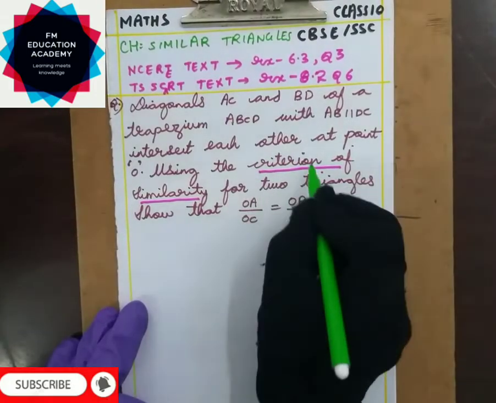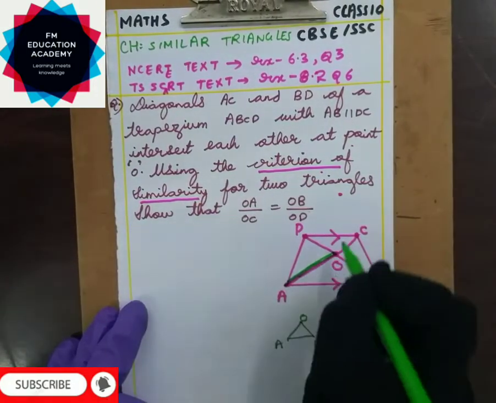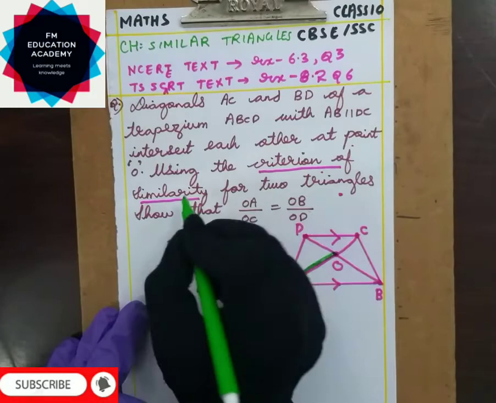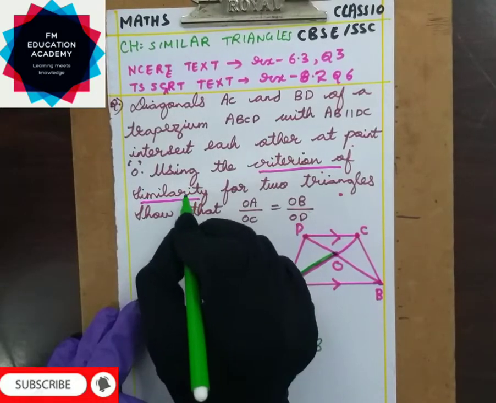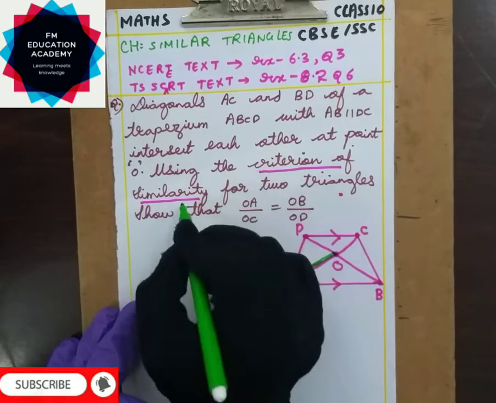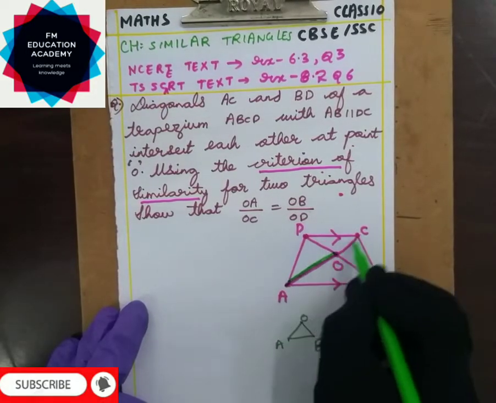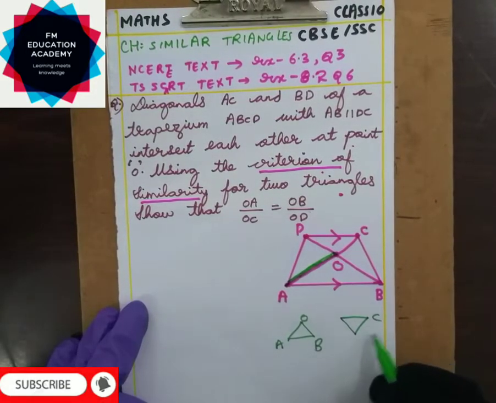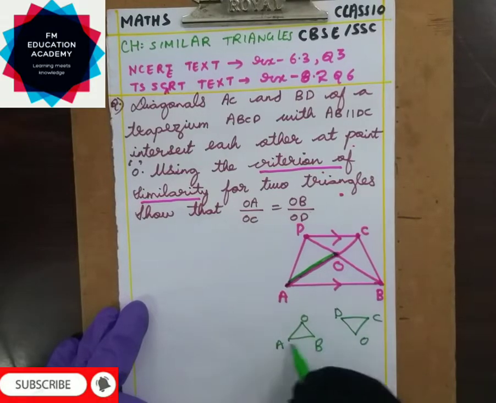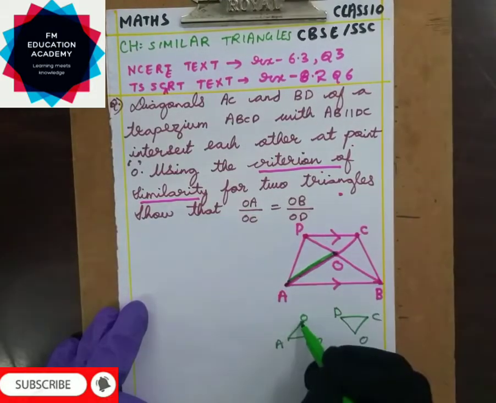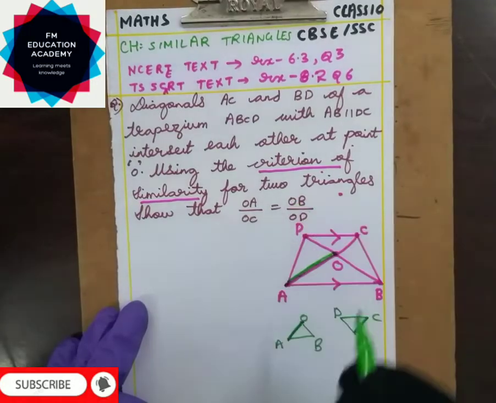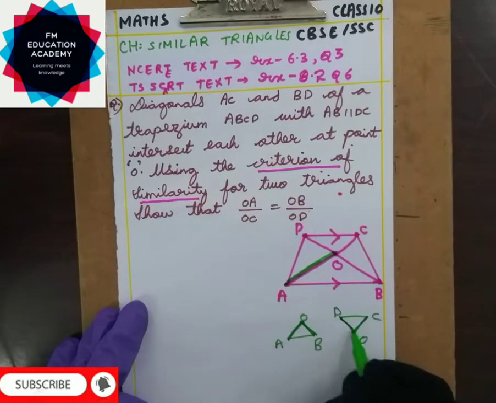For proving criteria of similarity, I need two different triangles. I cannot take sides of the same triangle. I need two different triangles for proving the criteria of similarity. So one triangle I can take is triangle AOB and another triangle I can say is triangle COD. So in this, if you observe, OA by OC is equal to OB by OD. That I have to prove.